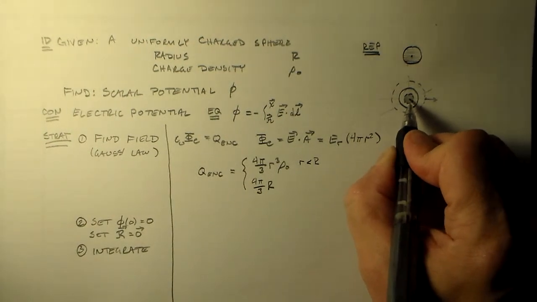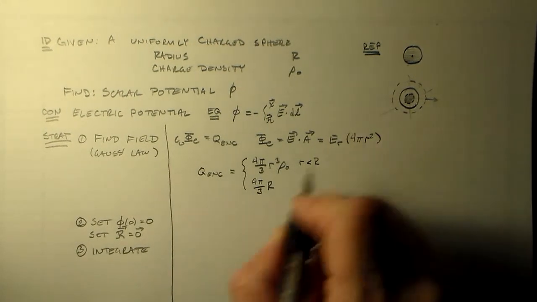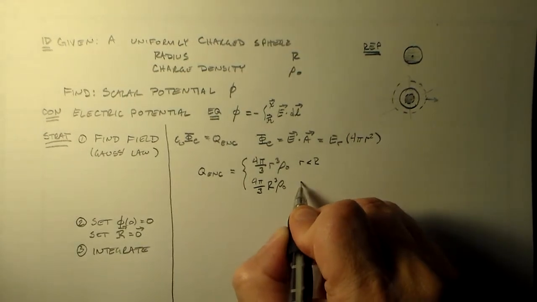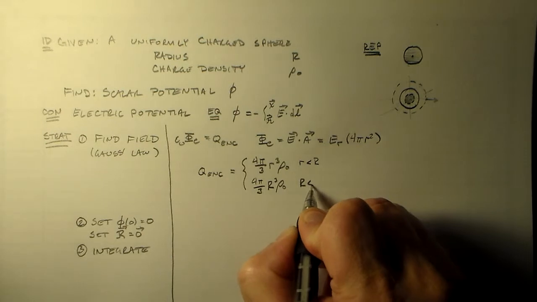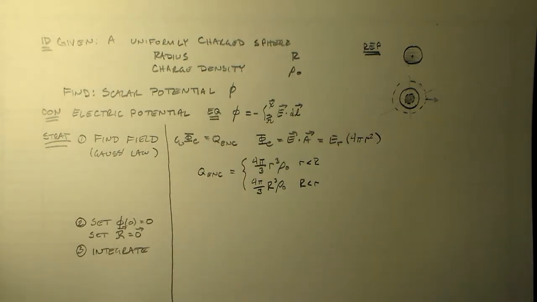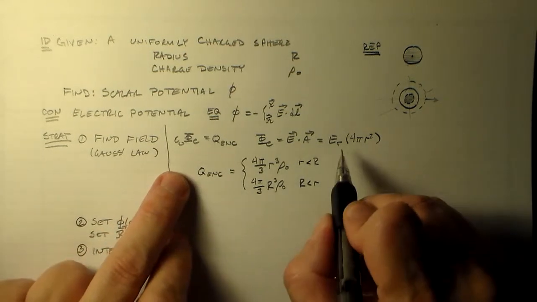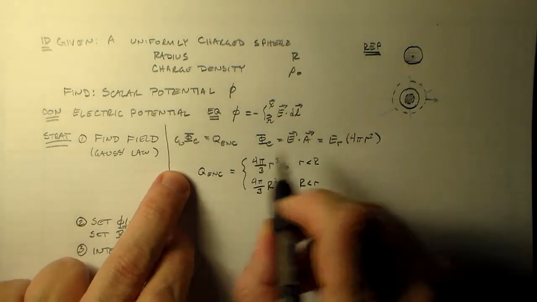Big R, the radius of the charged sphere, cubed. Because, again, there's nothing in there, rho naught. So big R is less than little r. Okay. And then from all this, everything's going to be in the r hat direction.